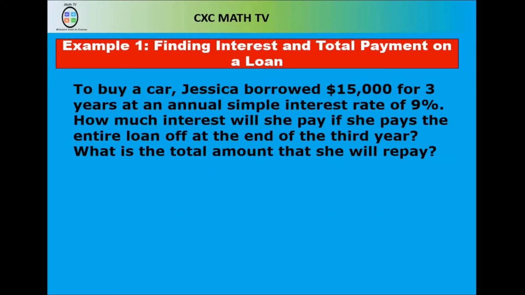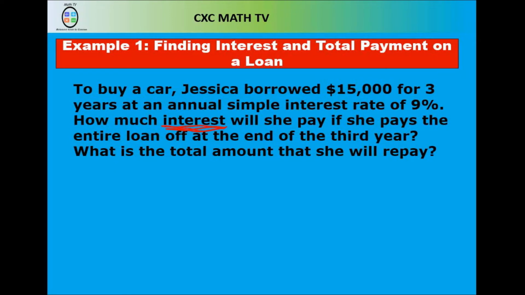So this says finding interest and total payment on a loan. It says, to buy a car, Jessica borrowed $15,000, that's of course USD, for 3 years at an annual interest rate of 9%. How much will she pay if she pays the entire loan off at the end of the third year? And what is the total amount that she will repay? So notice what they're asking is, how much interest will she pay? How much interest, right? So the interest rate is 9%. How much interest will she pay?